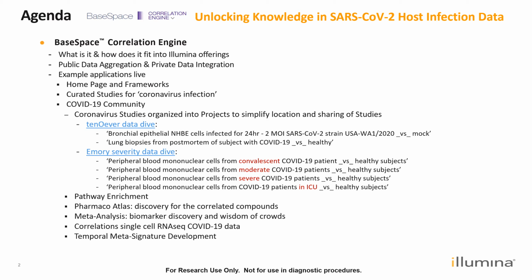After the slides, I will present Correlation Engine Live to highlight the basic frameworks and to dive into use cases derived from transcriptomic data generated by the tenOever lab and an Emory study looking for RNA blood marker associations to COVID-19 severity. I will touch upon pathway enrichment, drug intervention, correlations to single-cell RNA-seq studies, and a crowdsourcing collaboration that developed temporal RNA metasignatures during the course of SARS-CoV-2 infection in mouse lung.